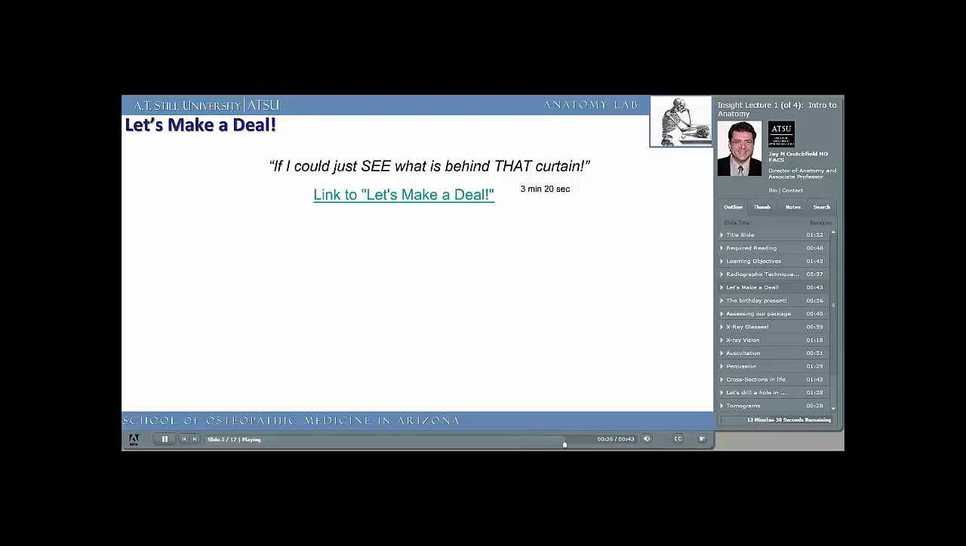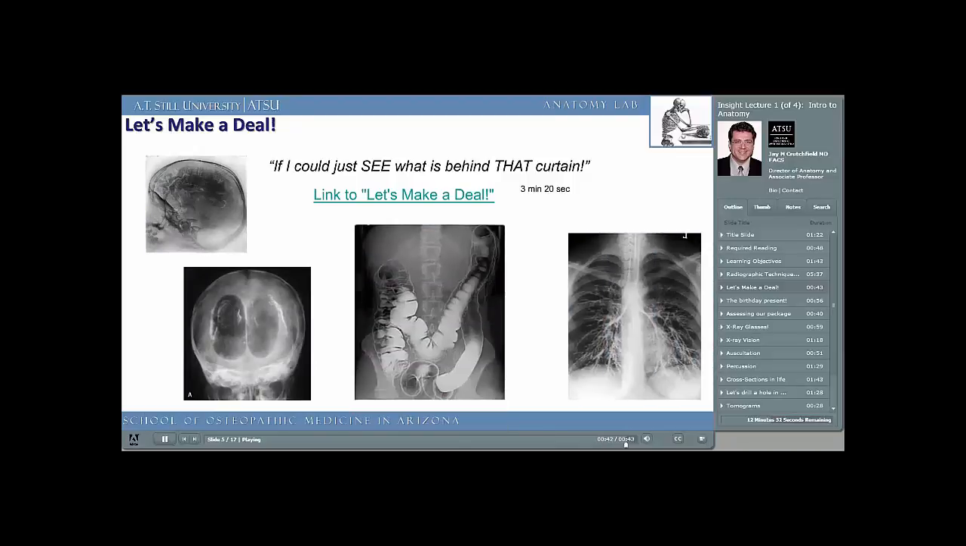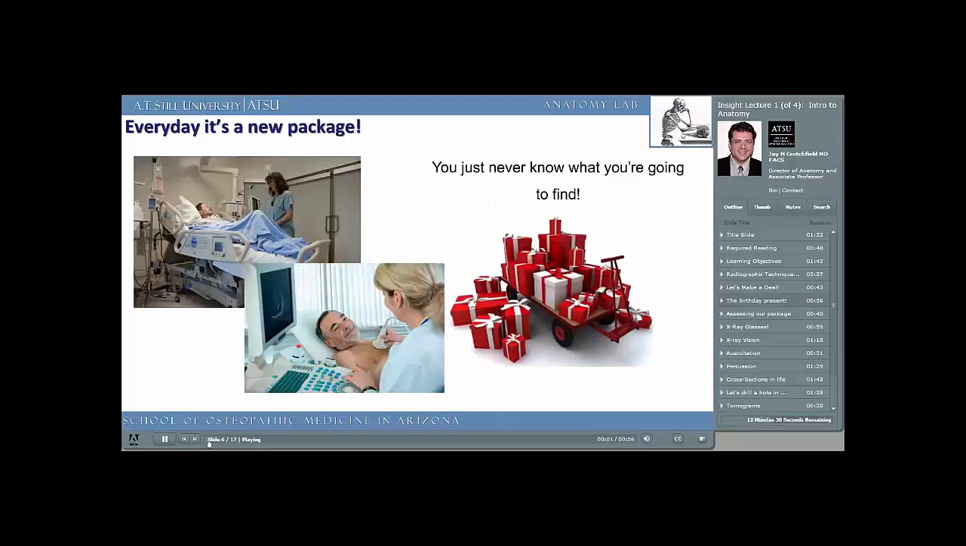I've also placed some images of a pneumoencephalogram, a barium enema, and a bronchogram, which we referenced in the previous slide. Imaging in medicine today is akin to opening up a birthday present. You never quite know what you're going to get when you've opened the present. It's no different when we image our patients who have disease.